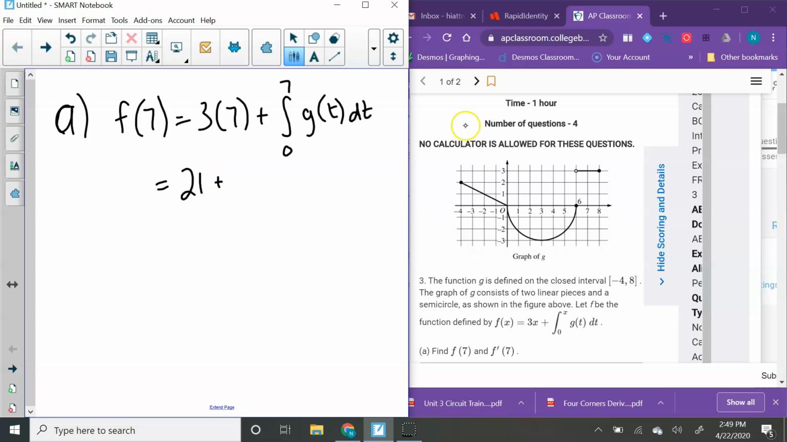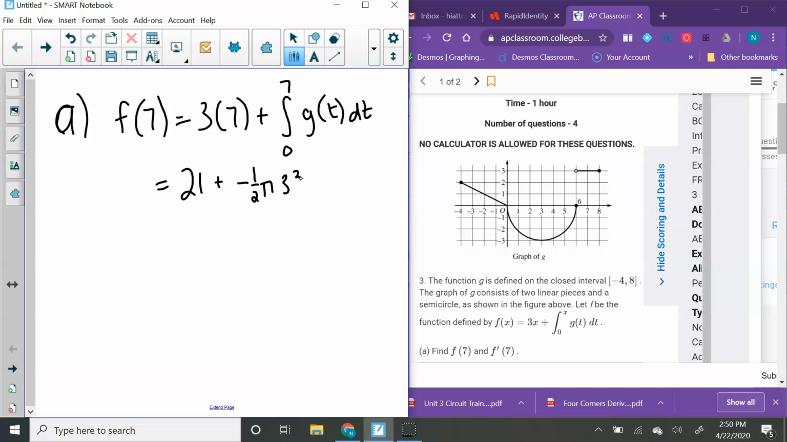And for this next part, we've got the area under the curve from 0 to 7. And the area is going to be negative right here from 0 to 6. But then from 6 to 7, we're going to have a positive area here, just this rectangle right here. So the negative area, we're going to have negative 1/2 pi times 3 squared. That's a semicircle, so half of pi r squared for that.